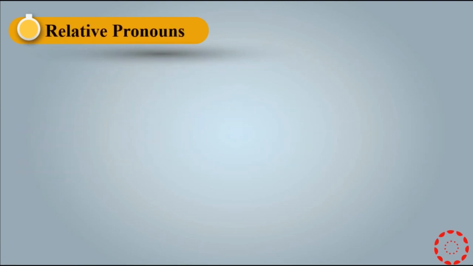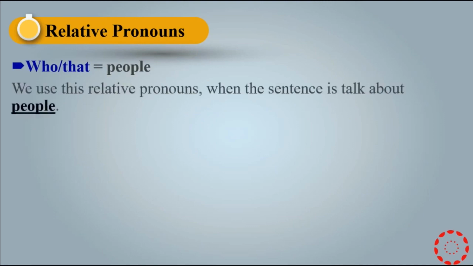Relative pronouns. We have some relative pronouns. Who or that is equal to people. We use who or that with people when the sentence is talking about people, as I mentioned in the previous lessons.